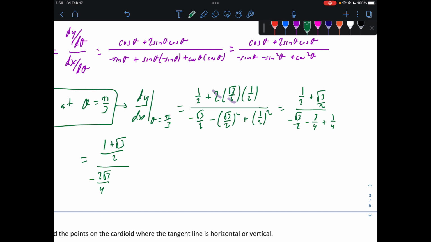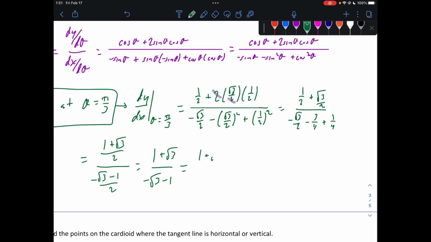But I guess I probably don't need to get a count down here. Yeah, let's not do that yet. So negative root 3 over 2. And then negative 3/4 plus 1/4 is negative 2/4, or just negative 1/2. So I can rewrite this as negative root 3 minus 1 over 2, which can simplify down to 1 plus root 3 over negative root 3 minus 1.